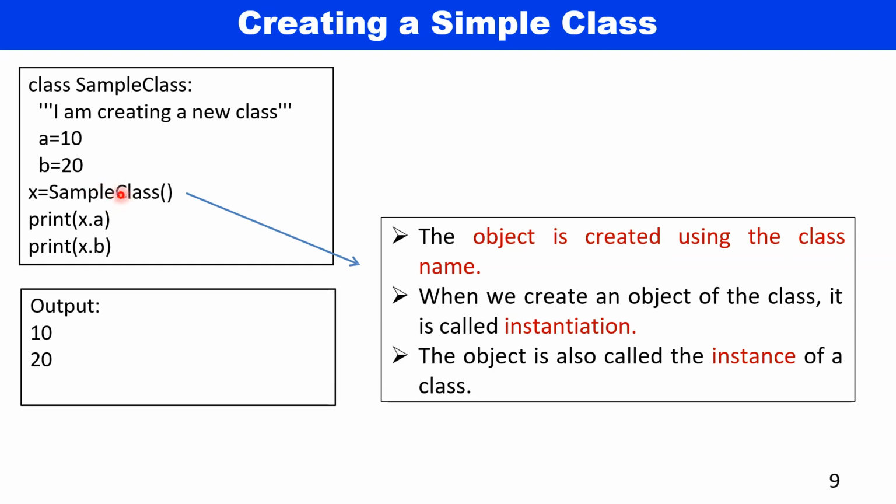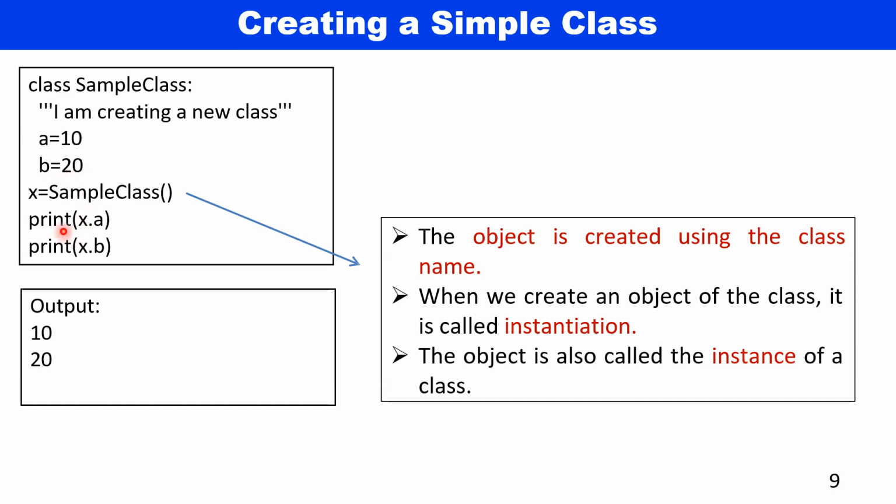So you have to use the same name here followed by the open parenthesis. Here you are creating an object whose name is x, and this object belongs to the sample class. That means it consists of all the attributes that are defined within the sample class. So now x is associated with the variable a, and x is also associated with the variable b.